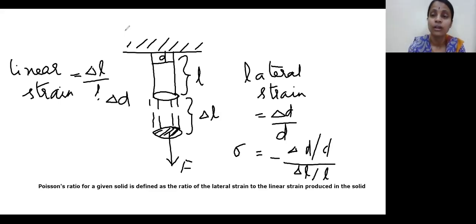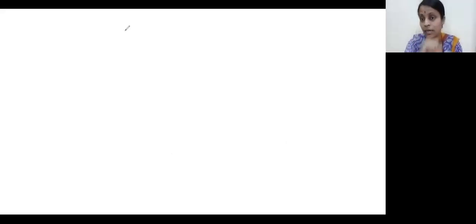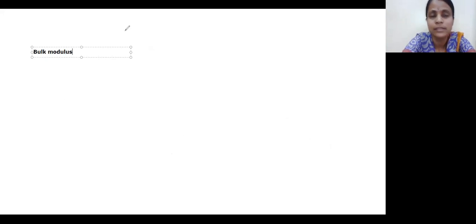Ratio of the normal stress to the linear strain, and Poisson's ratio, which is going to be the ratio of the lateral strain to the linear strain. Now I will take you through bulk modulus. What is meant by bulk modulus?